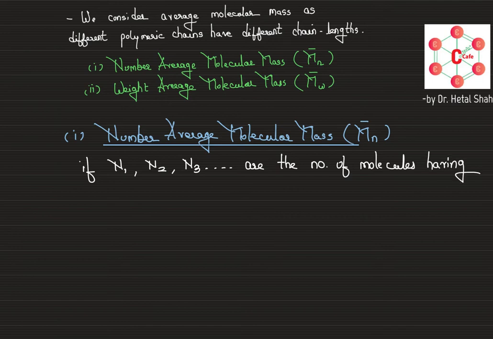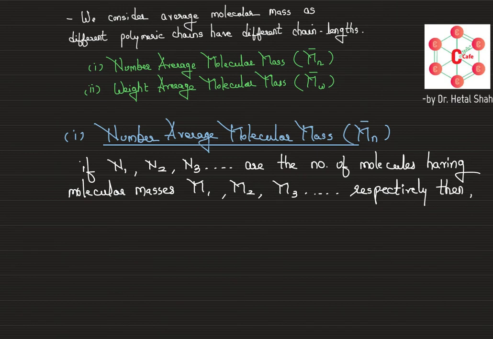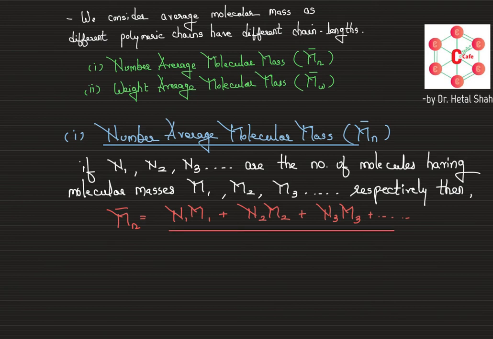having molecular masses M1, M2, M3 respectively, then the number average will be given as N1 into M1 plus N2 into M2 plus N3 into M3 plus and so on, and this should be divided by the total number of molecules, that is N1 plus N2 plus N3 and so on.